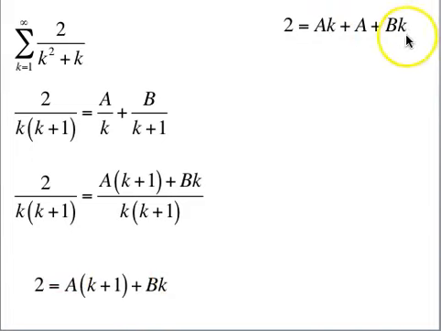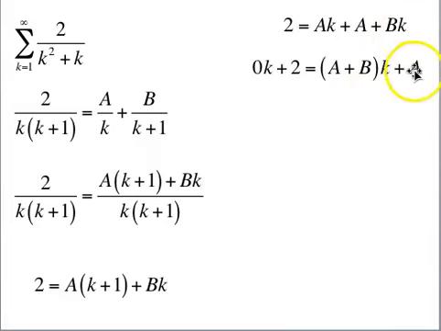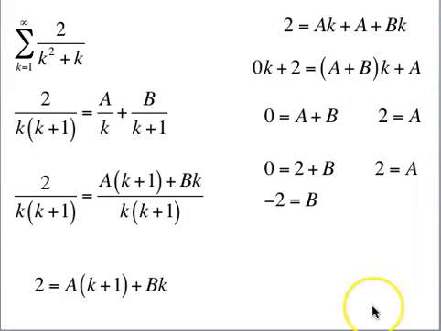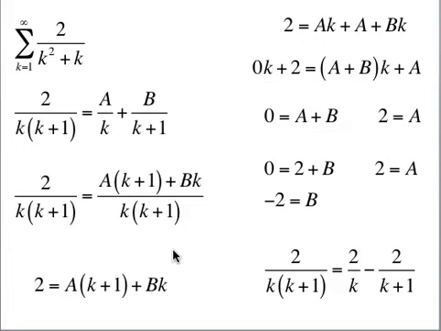ak plus bk is a plus b times k, plus a. 2 could be thought of as 0k plus 2. Knowing this, 2 has to be the same thing as a, and 0 has to be the same thing as a plus b. If that's the case, of course, b is -2. And we've done partial fraction expansion so that this becomes 2 over k plus -2 over k plus 1. And now we have to find what our partial sums are.